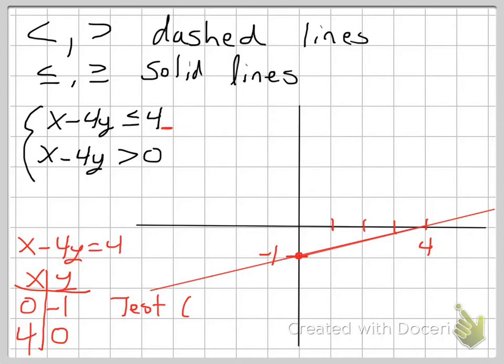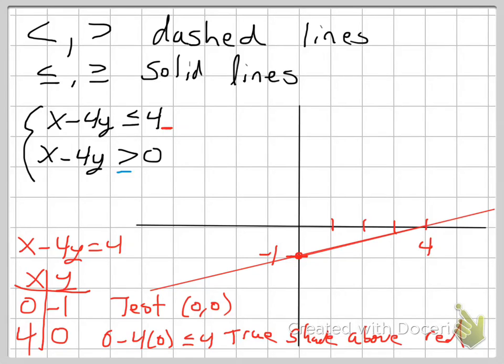So we're going to test 0, 0. That's 0 minus 4 times 0 less than or equal to 4. That's true, and we will shade above the red line. Okay. Now in blue, we'll go ahead and graph x minus 4y is greater than 0.